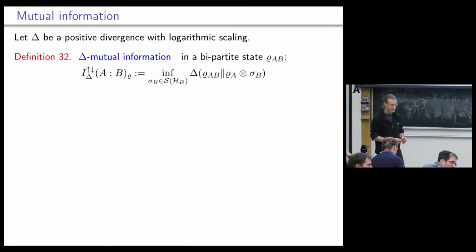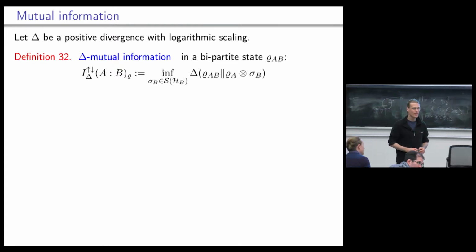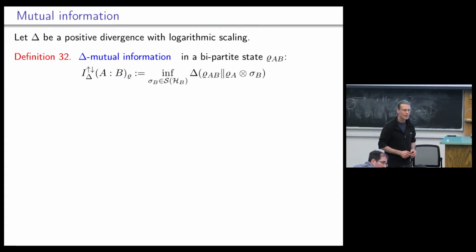So I said PTP map, so what's the PTP map? PTP is positive trace preserving. And CPTP is completely positive, and we also consider unital CPTP.